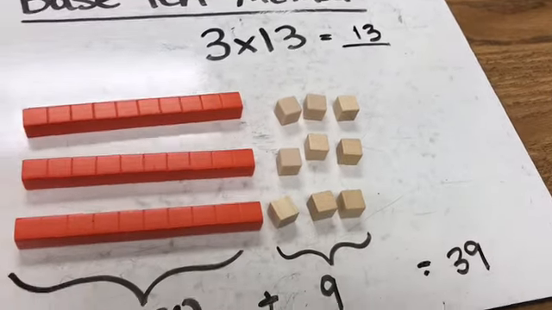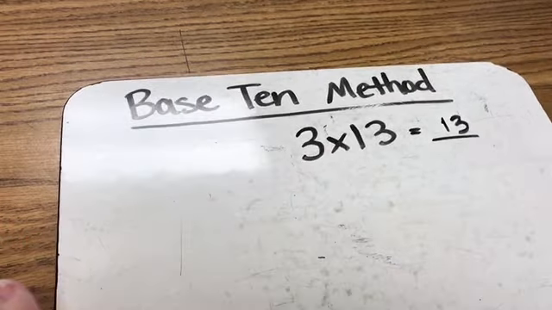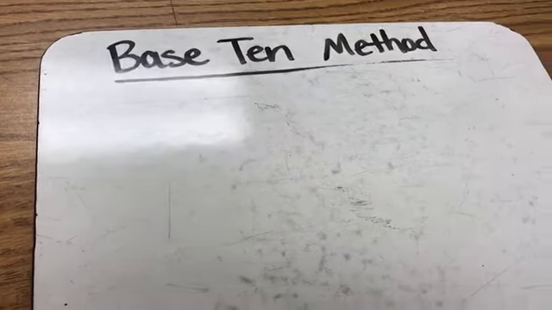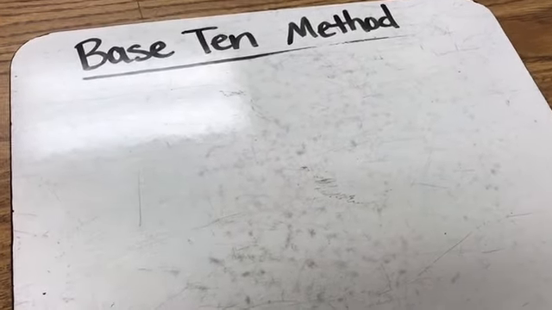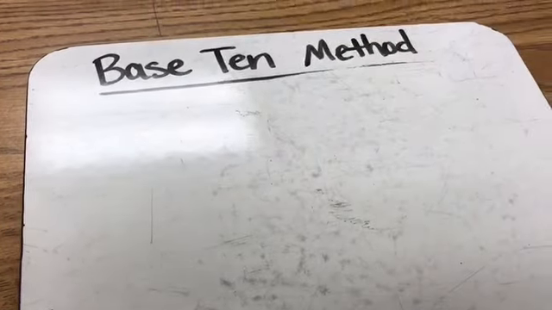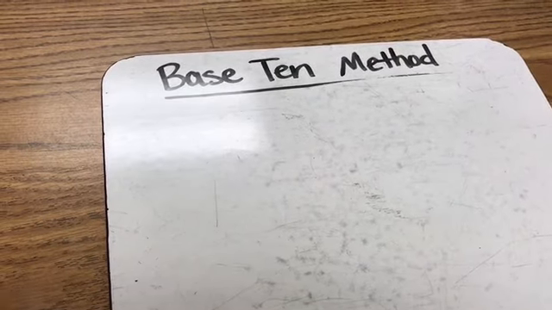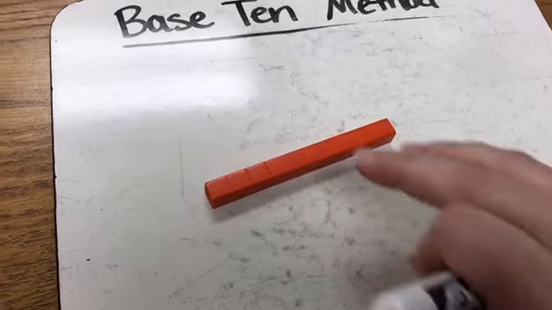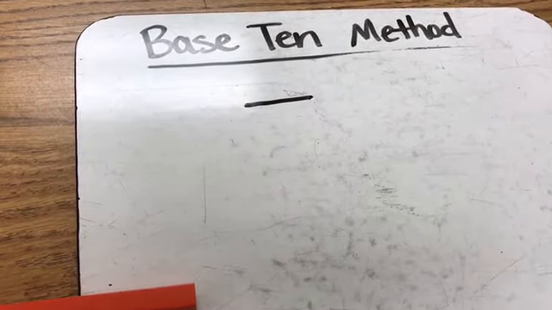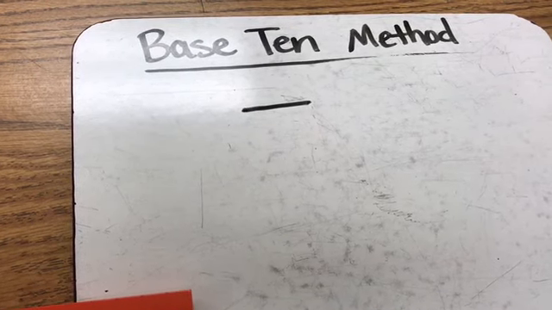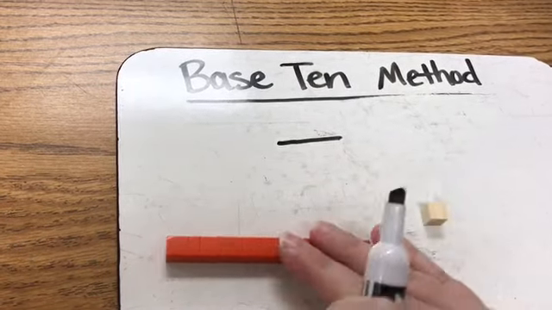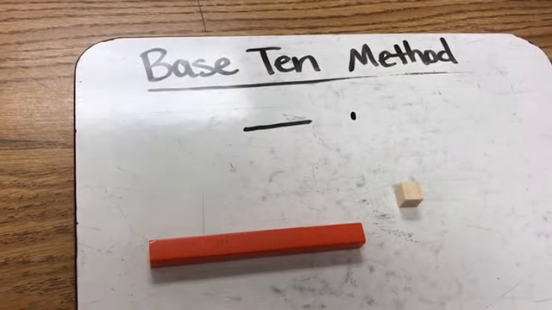Okay? Now, sometimes we won't have base 10 blocks with us to use. So you can draw symbols to represent the base 10 blocks. So just like I was using my long, or my French fry if you want to call it that, you can use a straight line, a horizontal line, to represent your long base 10 block, which would be 10. And then to represent your cube, you can just use a dot.